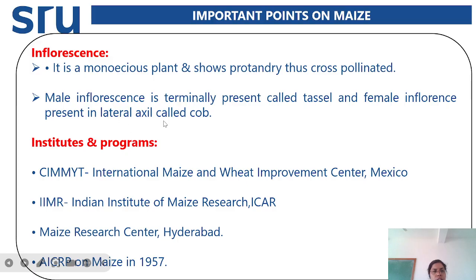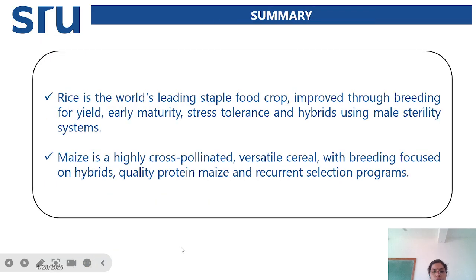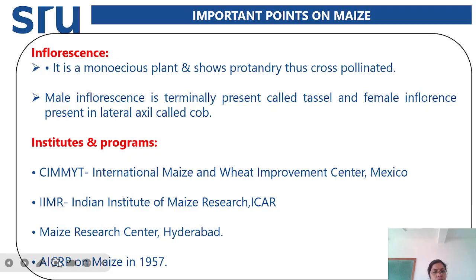So this is about the inflorescence, and next we will discuss the institutes and programs on the maize crop. The first major institute working on maize is CIMMYT, the International Maize and Wheat Improvement Center, located in Mexico. Next is IIMR, the Indian Institute of Maize Research. And next is the Maize Research Center, located in Hyderabad. Generally, the AICRIP, the All India Coordinated Research Improvement Project, was first started on the maize crop in 1957. So this is about the institutes and programs.